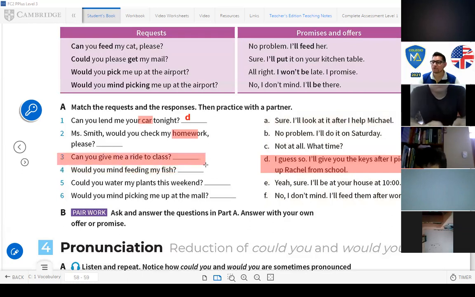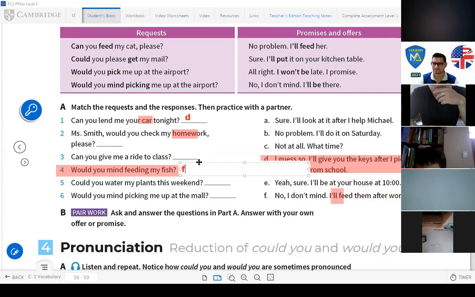Can you give me a ride to class? Oh yeah, this says ride to class, no? Here it says, no problem, I'll do it on Saturday, not at all, what time? Sure, I'll be at your house at 10. Could be, no? No, I don't mind. I'll feed them after work. This could be the possible answer. Yeah, but we're gonna wait. Would you mind feeding my fish? Okay, we're talking about feeding, no? Here you have, I'll feed them after work. So this should be letter F, right?